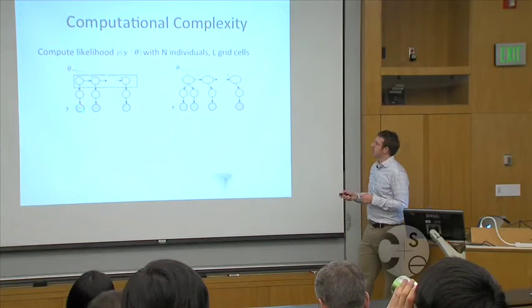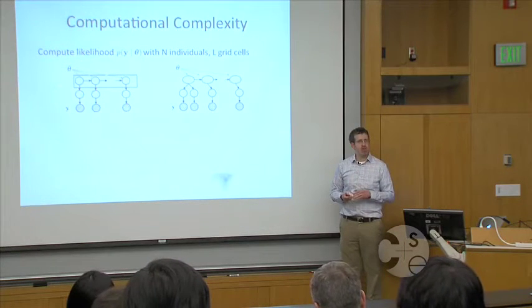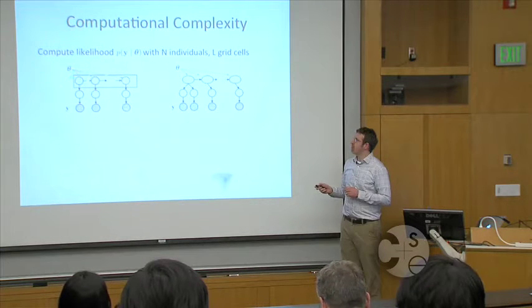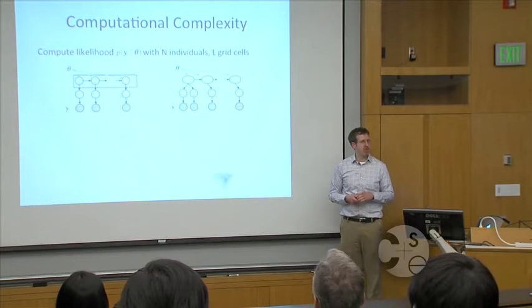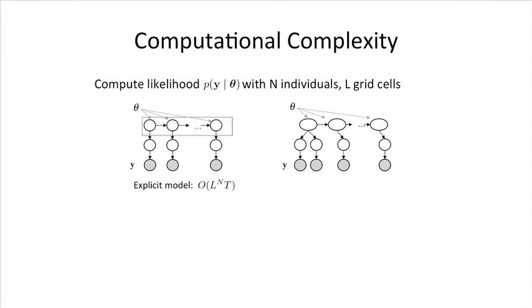So if I want to compute the probability of y given theta, well, I can do that just by summing the joint probability, summing over all of the hidden variables in each one of these cases. So I can apply standard graphical model inference algorithms. And if I do that in the first model, this actually doesn't go that well, which is not a surprise.